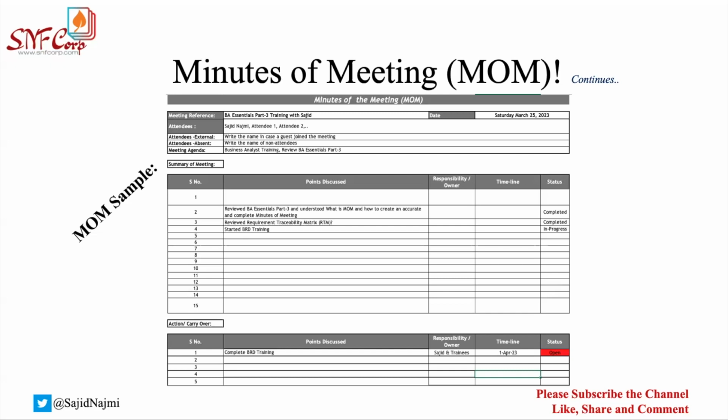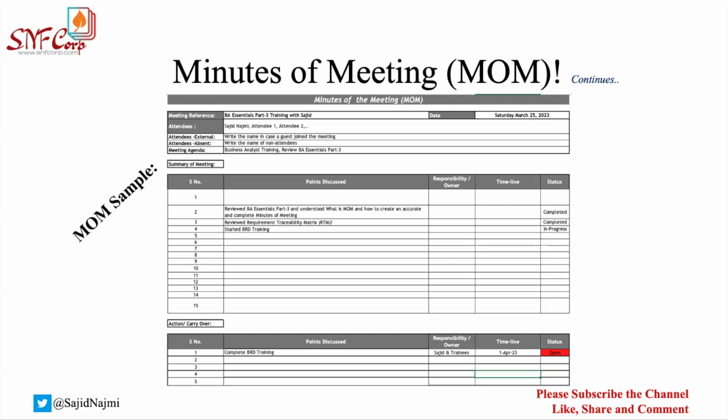Number 1 I've written. Oh, I just copied and pasted in 2 and 3. I just missed writing number 1, so it's a typo mistake. Number 2, it says reviewed BA Essentials Part 3 and understood what is MOM and how to create an accurate and complete minutes of meeting. This was one of the key points we have discussed today. So that should be your key points.